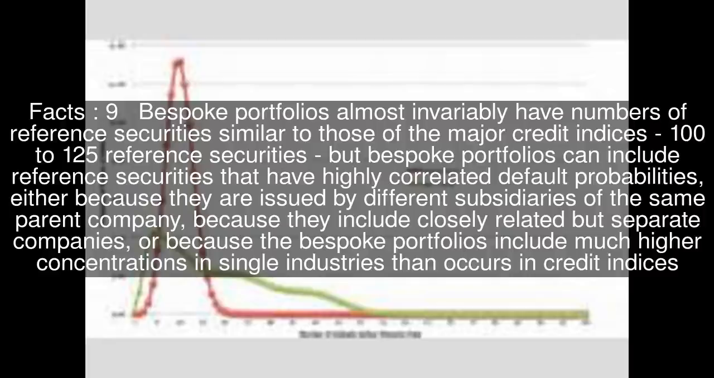Bespoke portfolios almost invariably have numbers of reference securities similar to those of the major credit indices, 100 to 125 reference securities, but bespoke portfolios can include reference securities that have highly correlated default probabilities, either because they are issued by different subsidiaries of the same parent company, because they include closely related but separate companies, or because the bespoke portfolios include much higher concentrations in single industries than occurs in credit indices.